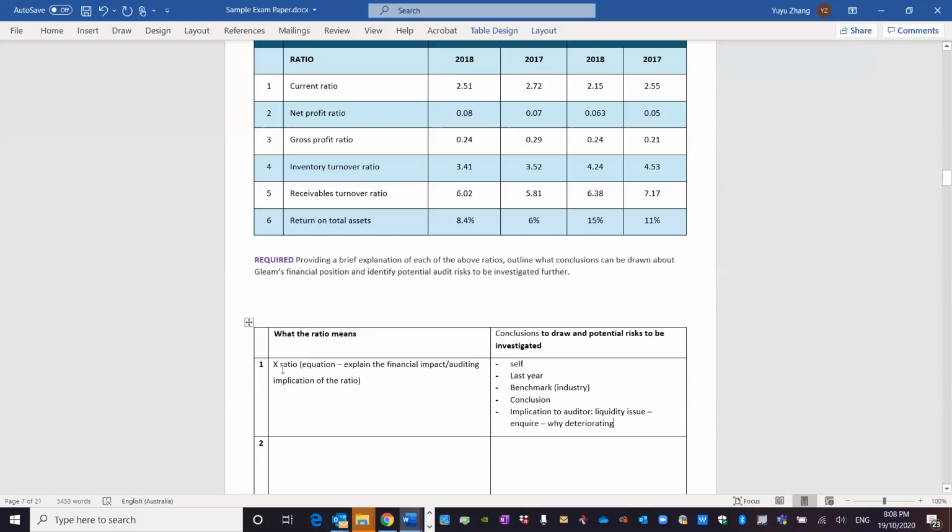Okay, come back again. So for the ratio, explain the ratio. What is the ratio? What is the impact of this? What is the implication of this ratio? In terms of audit risk and your conclusion, you analyze the ratio itself, do the yearly comparison, compare to the benchmark, then make a conclusion. And further from the conclusion on the financial aspects, you need to extend to the implication to audit risk and the auditors. What should the auditors do? Watch out for liquidity issues, ask management for the reason for the deteriorating ratio, right? Maybe pay more attention to inventory, accounts receivable, etc.